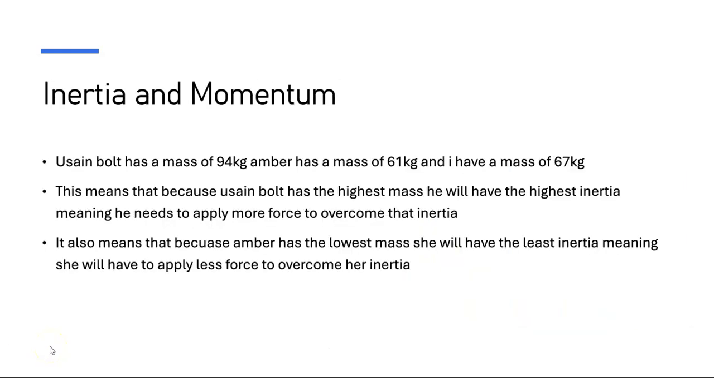Inertia and momentum. Usain Bolt has a mass of 94 kg, Amber has a mass of 61 kg, and I have a mass of 67 kg. This means that because Usain Bolt has the highest mass, he will have the highest inertia, meaning he needs to apply more force to overcome that inertia. It also means that because Amber has the lowest mass, she will have the least inertia, meaning she will have to apply less force to overcome her inertia.